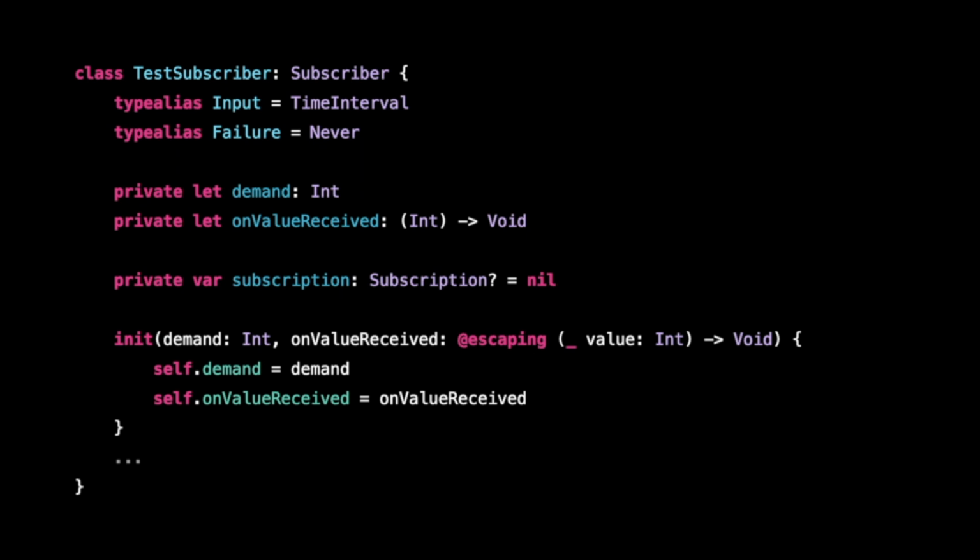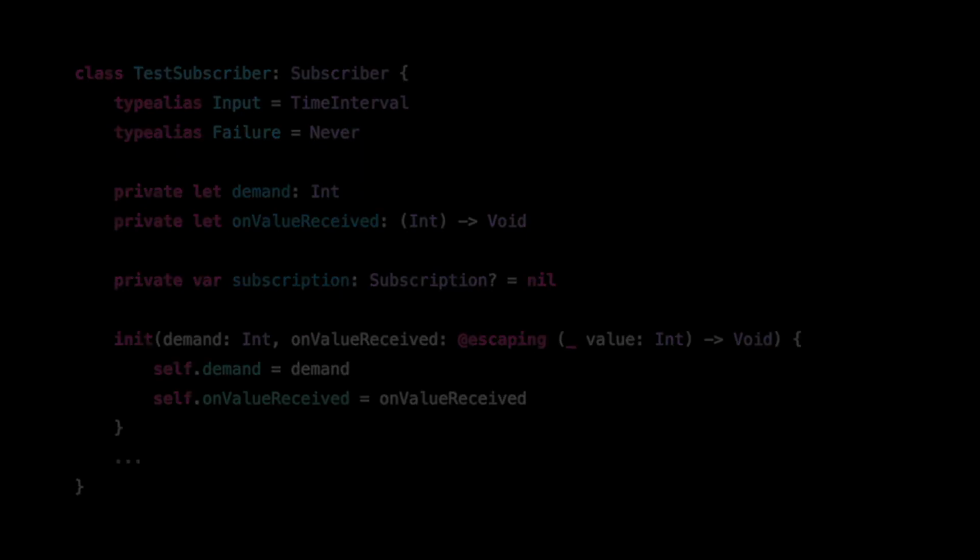First, let's get the boilerplate out of the way. You might recall that the subscriber's input must match the publisher's output, and the errors must also match. So we'll use time interval and never, just as in the publisher.